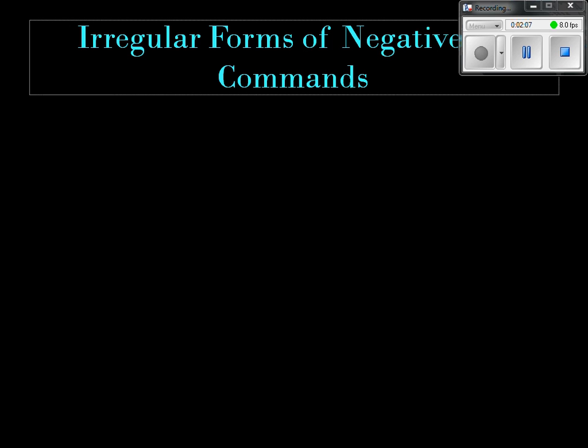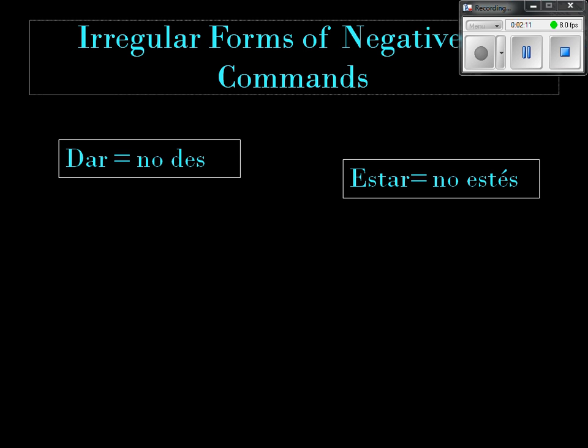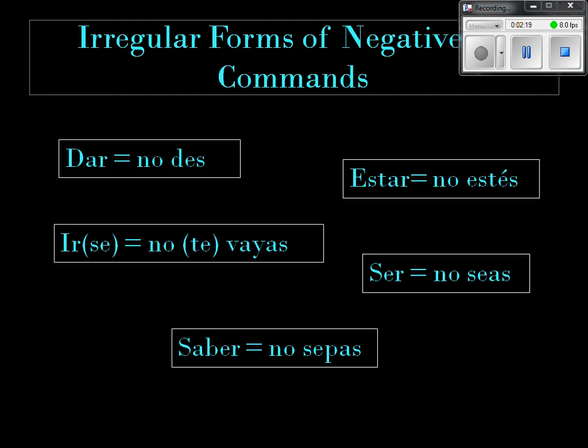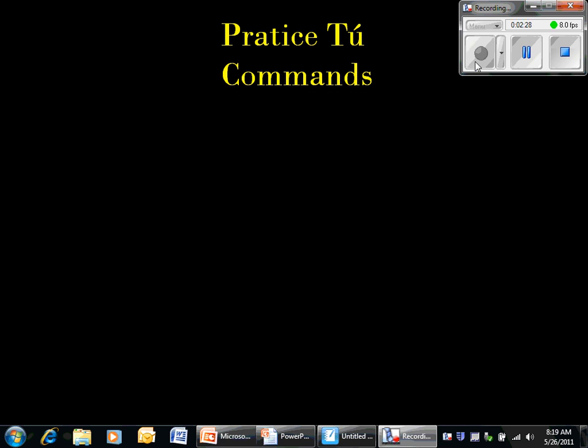There are 5 forms of irregular negative tú commands. Dar changes to no des, estar changes to no estés, ir changes to no vayas or no te vayas, ser changes to no seas, and saber changes to no sepas. Be careful. Dar, estar, and saber are irregular in the negative form, but not in the positive form.